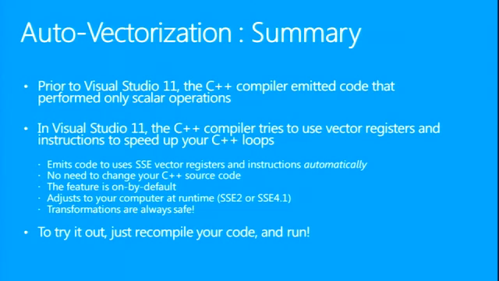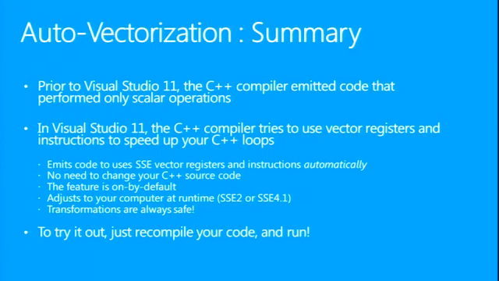A final point is that the transformations that the auto-vectorizer performs in your code are always safe. In other words, if the auto-vectorizer changes your code to use the vector registers and instructions, the answers that transformation gives are guaranteed 100% to be the same as you would have got from the original C++ sequential code. You may ask why I'm making that point. After all, this is a compiler optimization. Doesn't it always do that? The answer is yes. All compiler optimizations are safe. They always give the correct answer.